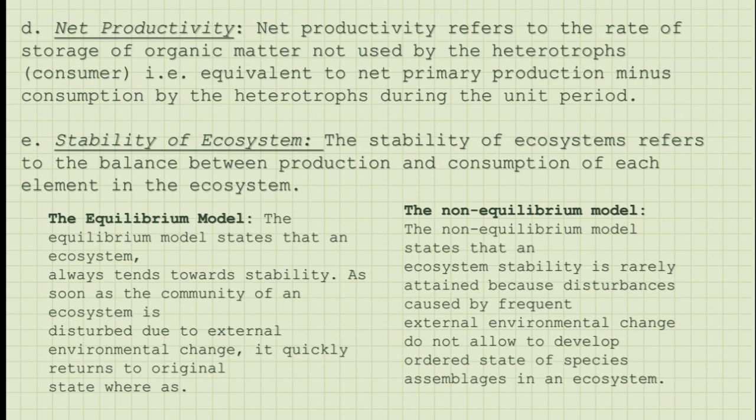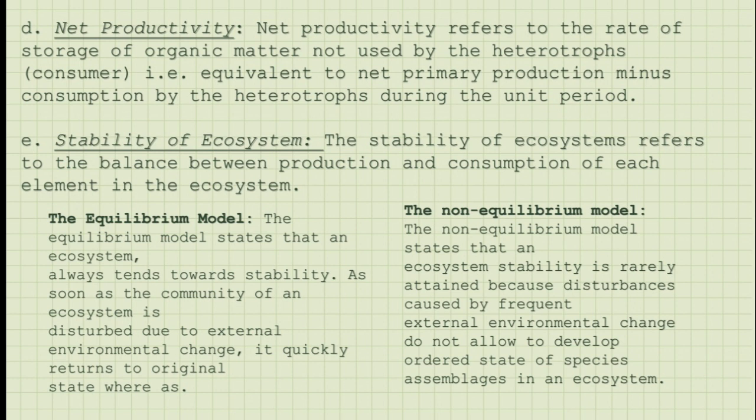Next, we have stability of ecosystem. The stability of an ecosystem refers to the balance between production and consumption of each element in the ecosystem. In other words, the balance between input and output of energy, normal functioning of different biogeochemical cycles, and a stable condition of equilibrium. As the equilibrium model states, an ecosystem always tends towards stability.